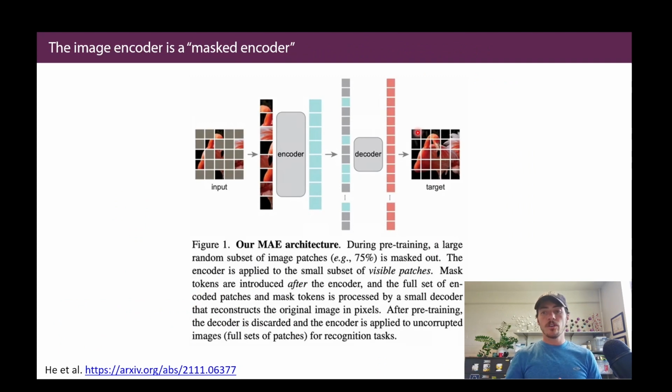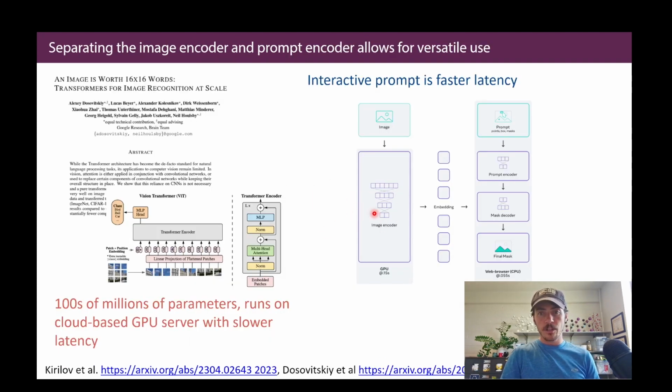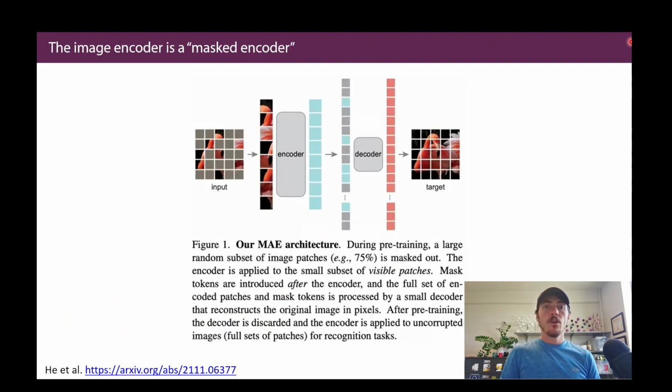So how does their encoder work, right? This vision encoder, image encoder, what's it actually doing? How's it work? Well, it's based off of the idea of a masked encoder, which are really powerful. I'm just going to read this from the paper. It says our MAE, right? That's the masked autoencoder. Our masked autoencoder architecture.